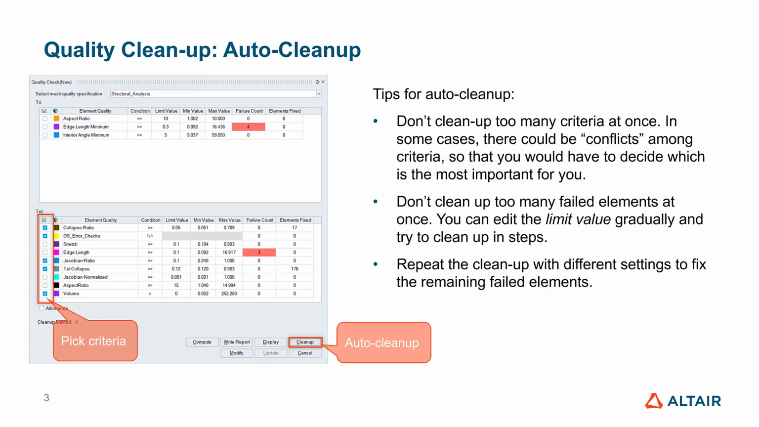So this is a small quality cleanup, with tips for the auto cleanups. So you can just use the quality cleanup. Do not use many criteria at once. You can do them manually and select each and every quality parameter to be modified.